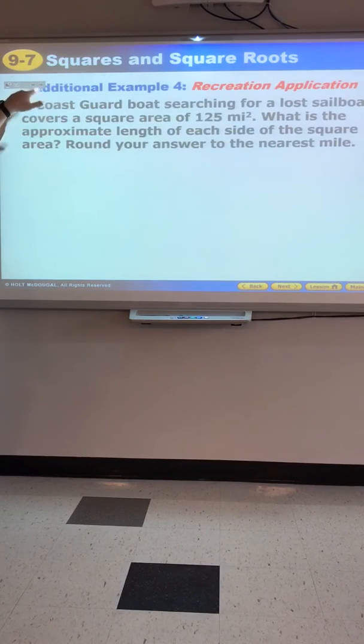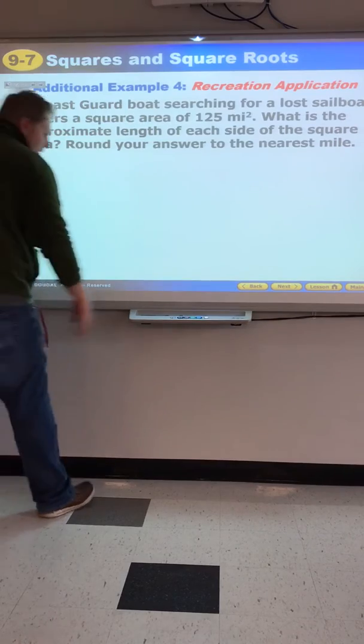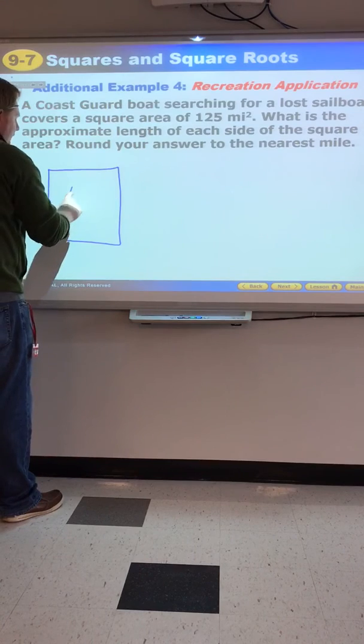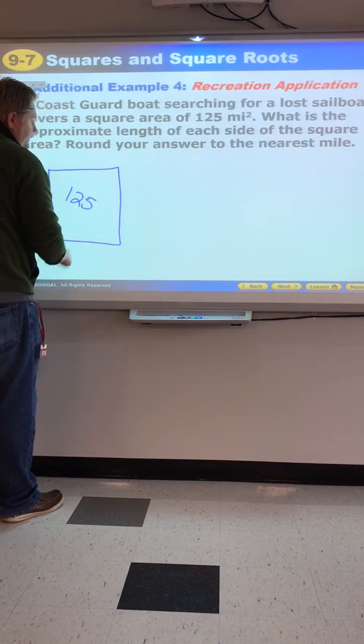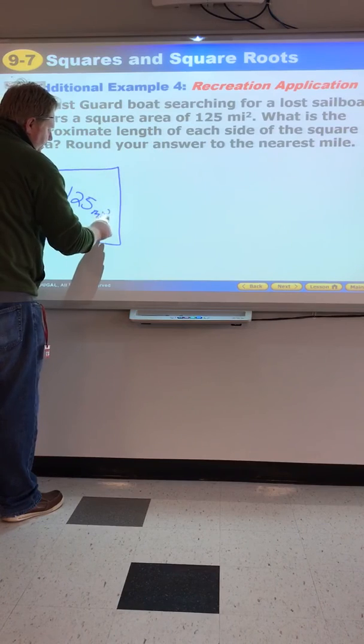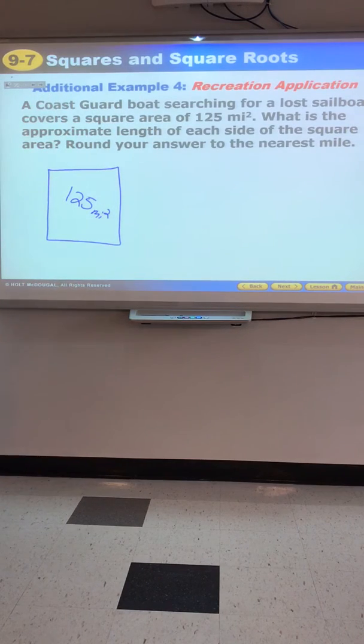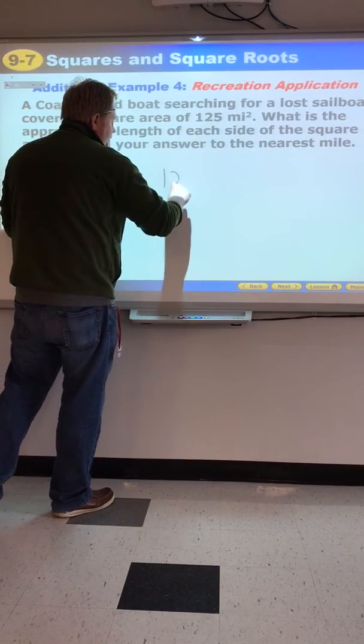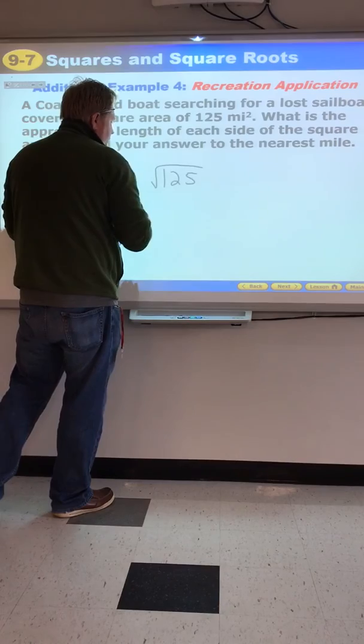All right. I think you're starting to get this, but here's how it may be used in real life. A Coast Guard boat searching for a lost sailboat covers a square area of 125 miles. What is the approximate length of each side of the square area? So they're saying we have a square area of water that they looked at. The area was 125 miles squared. So they want to know, if it's a square, that means all the sides are the same. So that's where we take 125 and we do the square root of it.